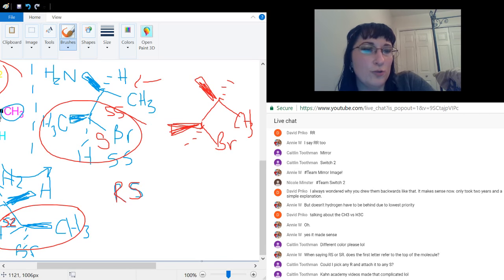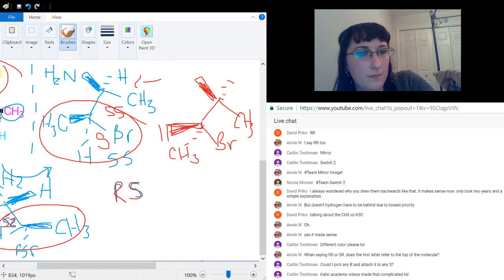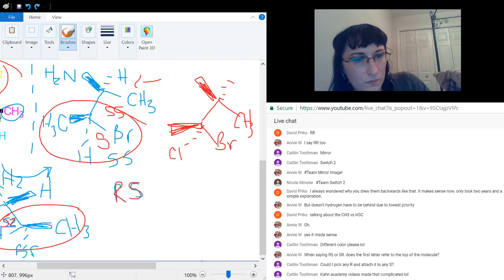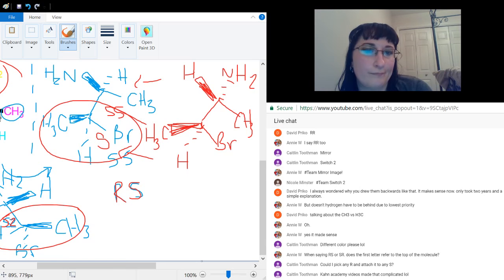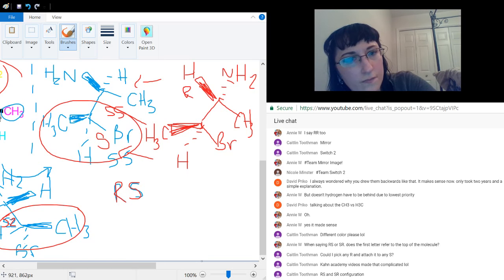All right, so let's flip two groups, CH3 and hydrogen. That's how we would get SR. Oh, shoot, I was trying to get RS. Sorry. Okay, so I used this one down there, and then at the top I just have to flip two groups to go from the S to the R. So now that is R, and that is S.